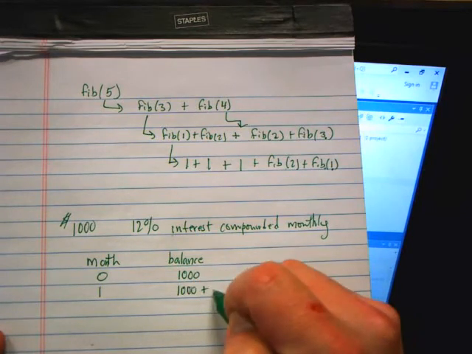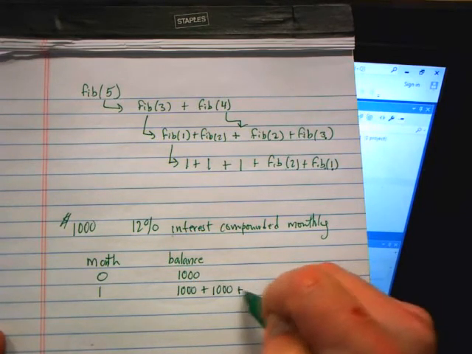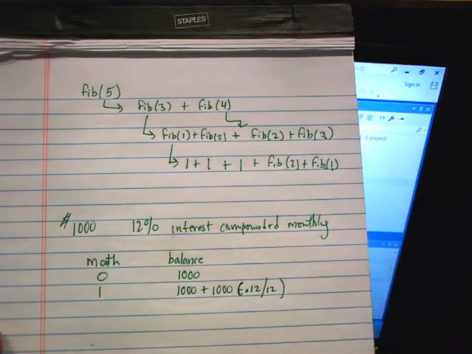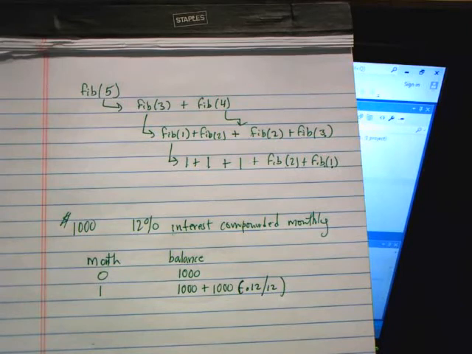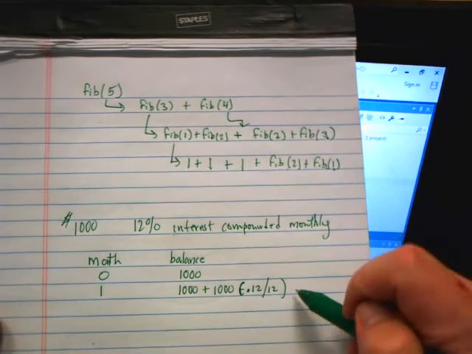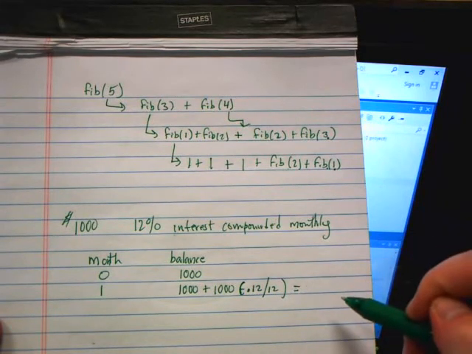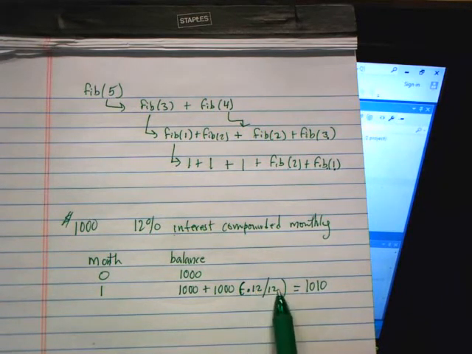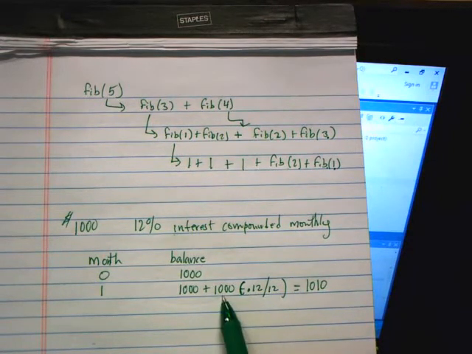$1,000 plus 1,000 times 0.12 over 12. They don't pay you 12% every month. The 12% is a yearly interest rate. So how much is that? 1,010? Because 0.12 divided by 12 is, that's why I picked 12%, to make the math easy. 0.12 divided by 12 is 1%. 1% of 1,000 is $10. So after 1 month, you earn $10.